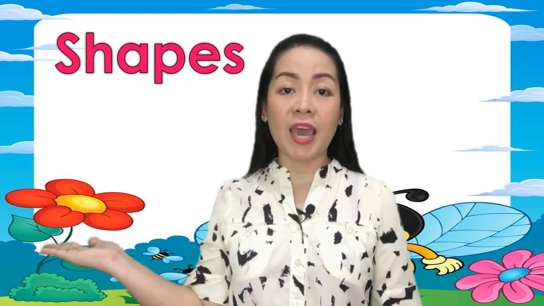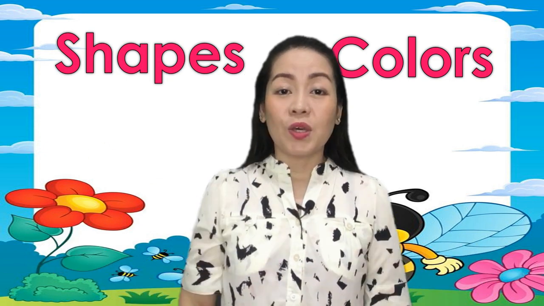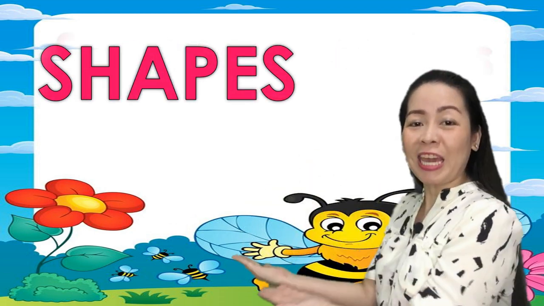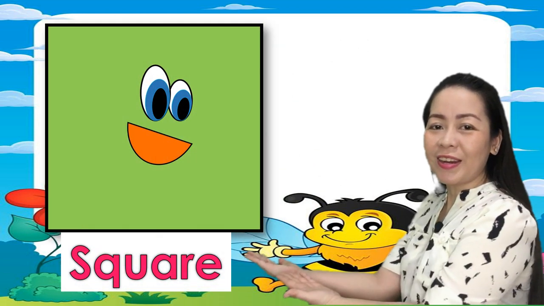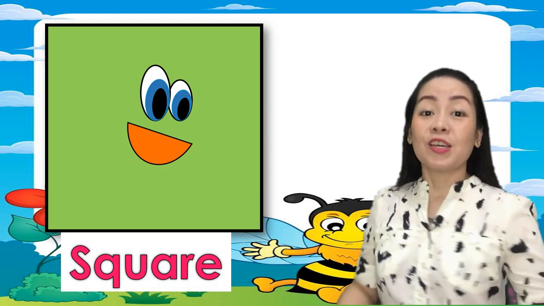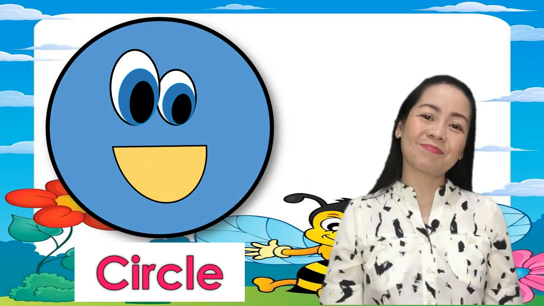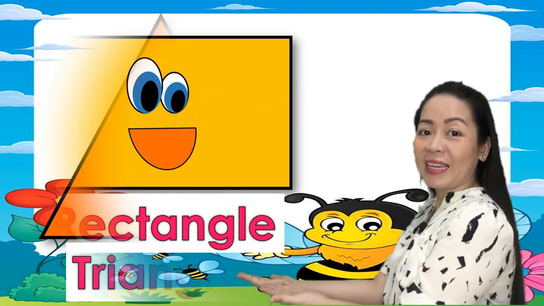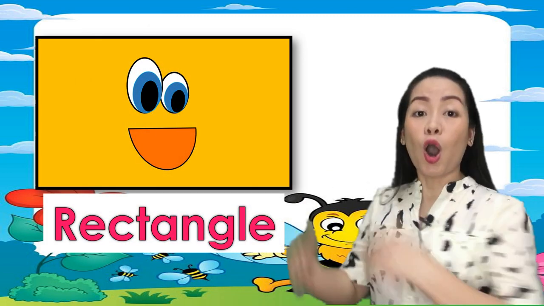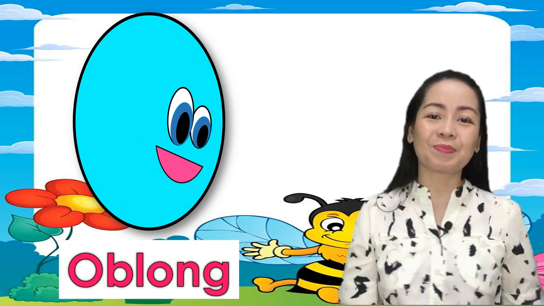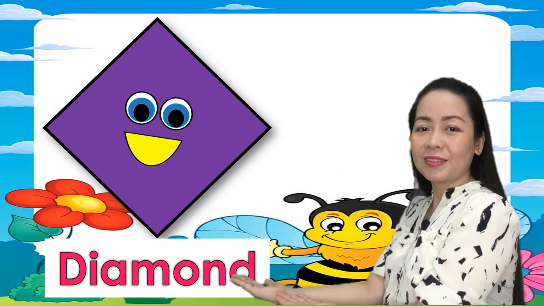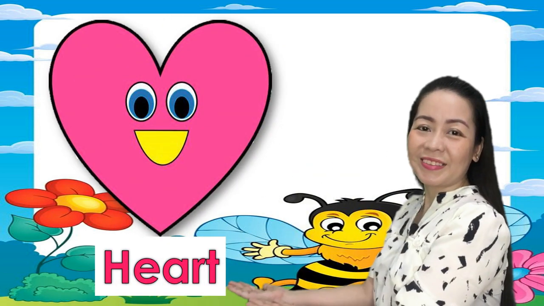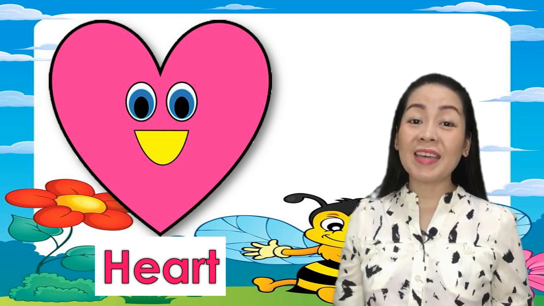Before we start our lesson today, let's first review the different shapes and the colors. So kids, here are the shapes. Square, circle, triangle, rectangle, oblong, diamond, heart, and star.